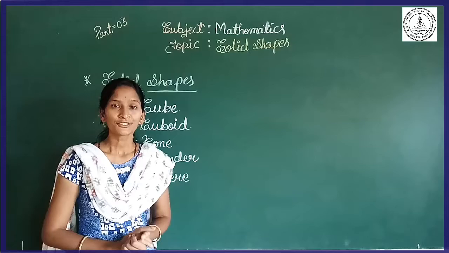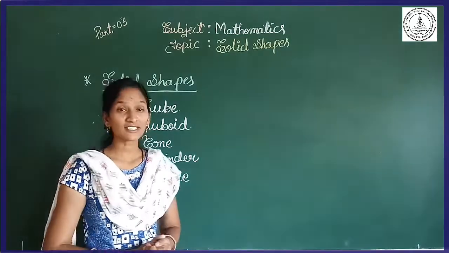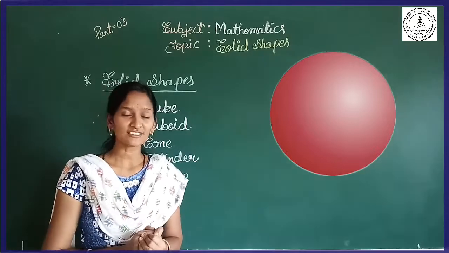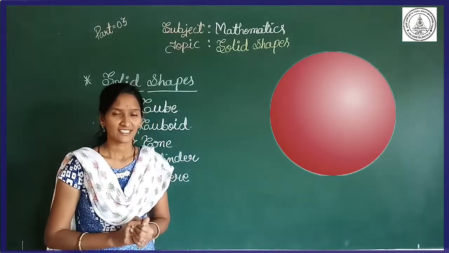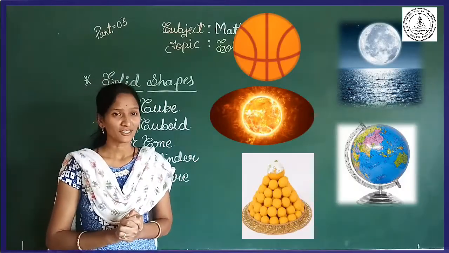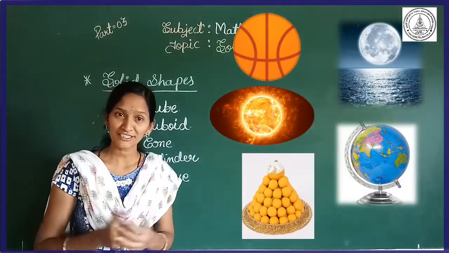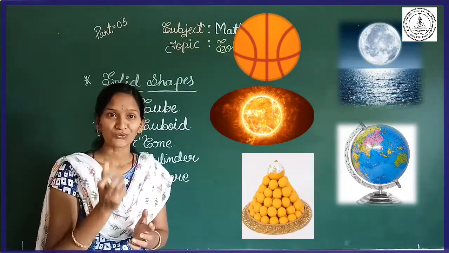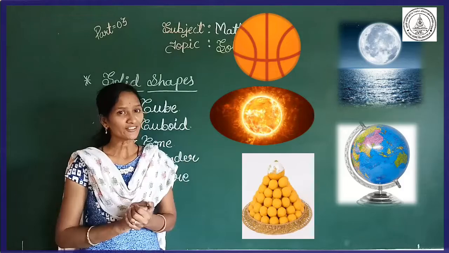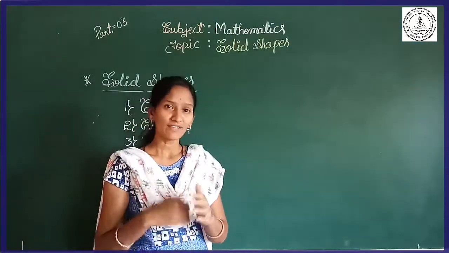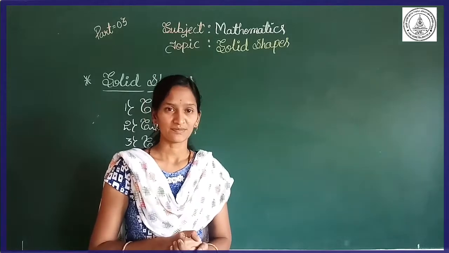Okay. Students, look here. This is a sphere shape. Okay. Yes, give me some beautiful example. Yes, the best example is ball, right? The next one, globe. The next one, sun, moon, laddu, right? So these are all a beautiful examples for sphere. Okay. So now I will move to the next concept.